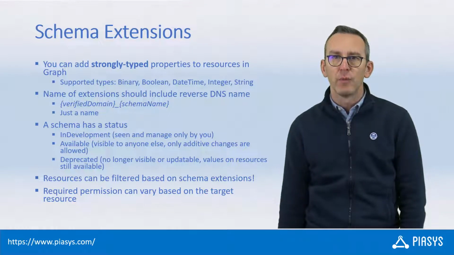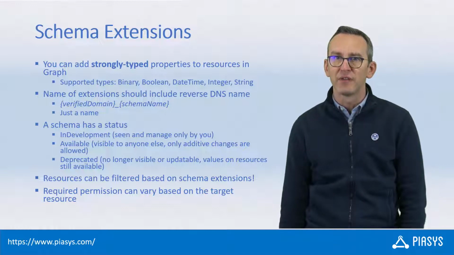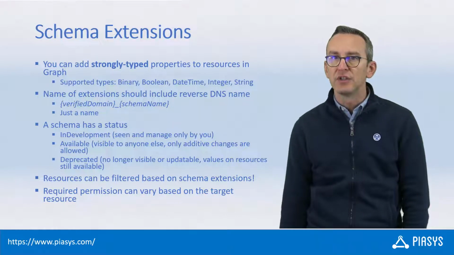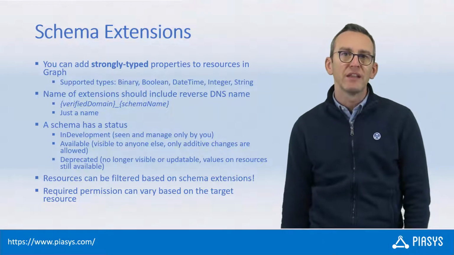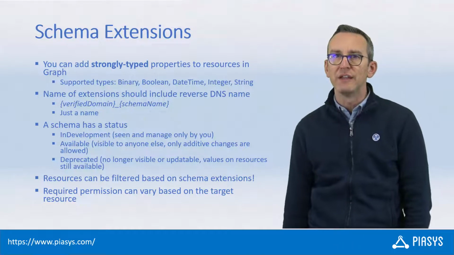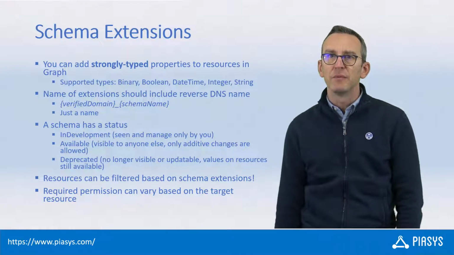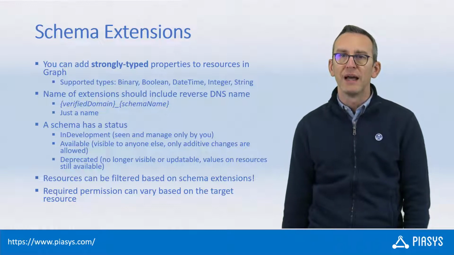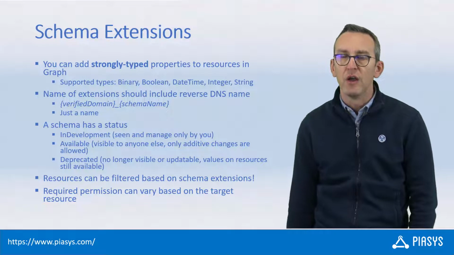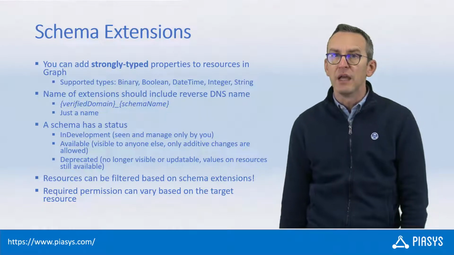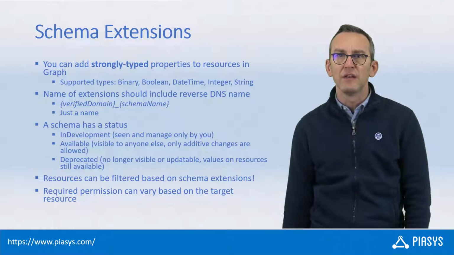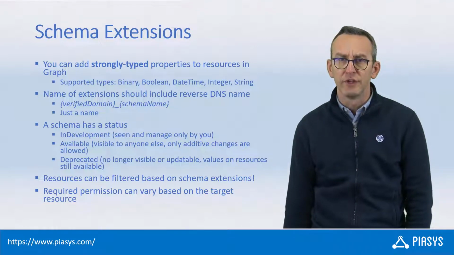In fact, those properties can be fully typed based on a set of available data types like binary, boolean, date time, integer, and string. Whenever we create a Schema extension, we have to provide a unique name, which can either be made of a qualified domain and verified domain for your company, followed by a unique name for your schema, or can only be a schema name, and Microsoft will slightly change that unique schema name, adding a uniqueness factor at the beginning of the name.